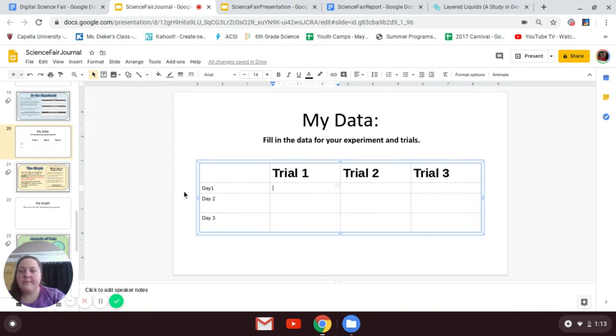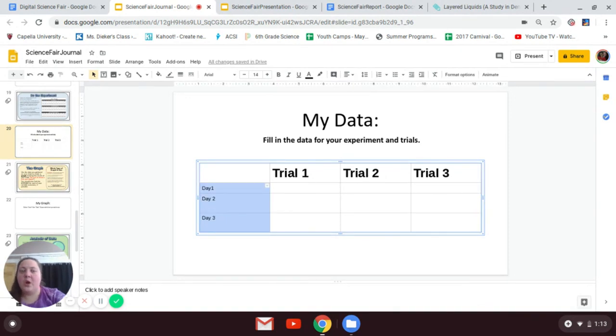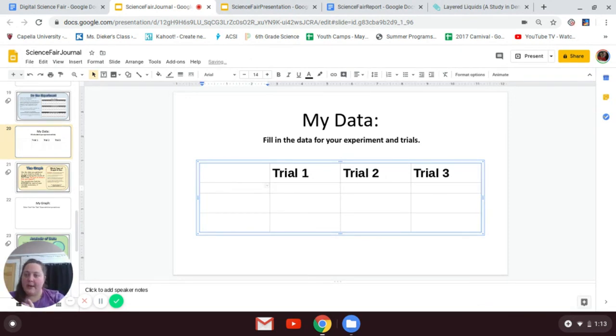So try and think about what it is that you're testing and how you're going to collect your data, okay? And then I am here to help you figure out how to make your data chart, okay? So please give me a call if you get stuck and you want some help with your data and how to write down your data from your experiment. Go ahead and have fun doing your experiment.